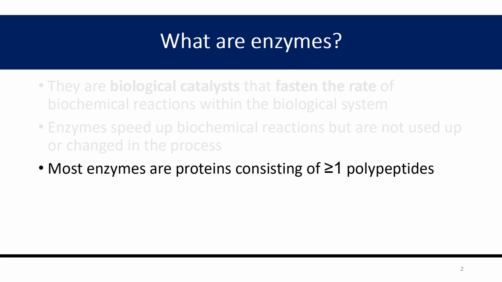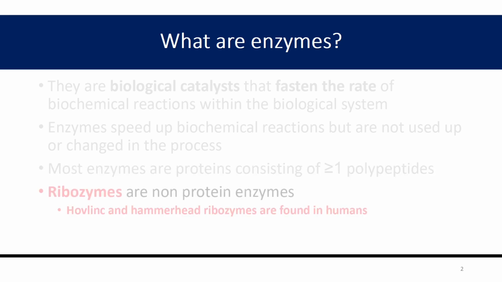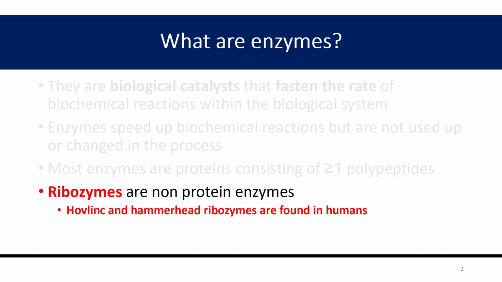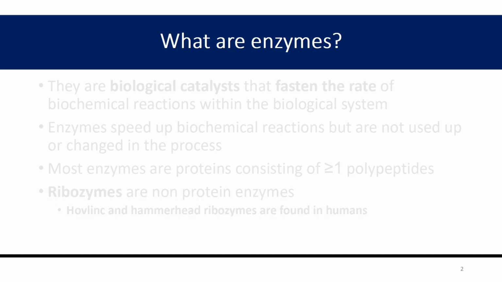It's important to also remember that most enzymes are proteins and they consist of one or more polypeptides. And you will also remember that proteins are made of amino acids in various sequences. However, there are a few enzymes that are non-proteins. An example of these are ribozymes. We have hairpin and hammerhead ribozymes, which are found in humans. Besides this, most of the other enzymes are essentially proteins.